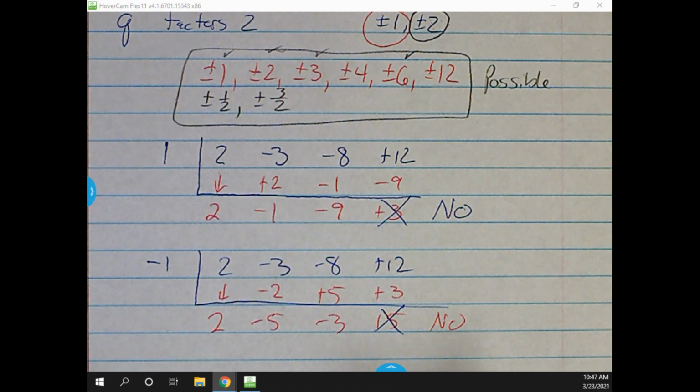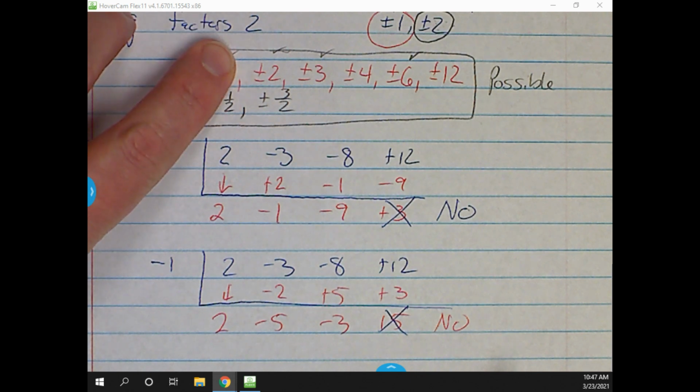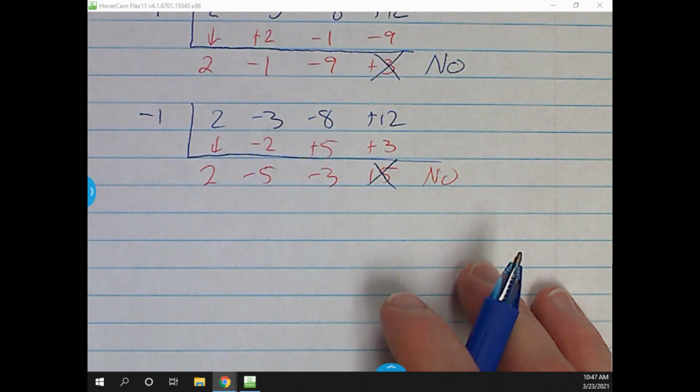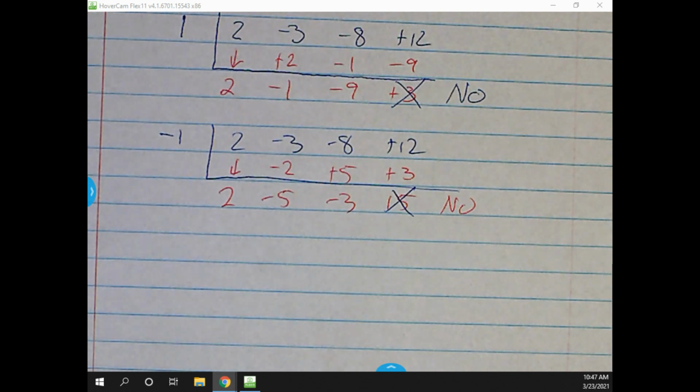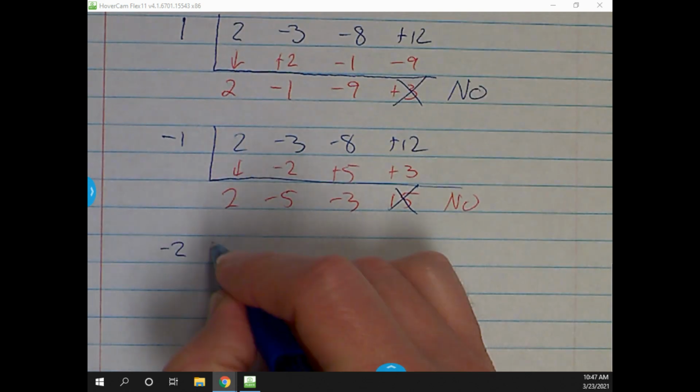Okay, so once we've checked off the ones that don't work, now we're going to go check 2s. And it doesn't matter whether you check +2 or -2. Let's just check -2. I don't know, just to try something different.